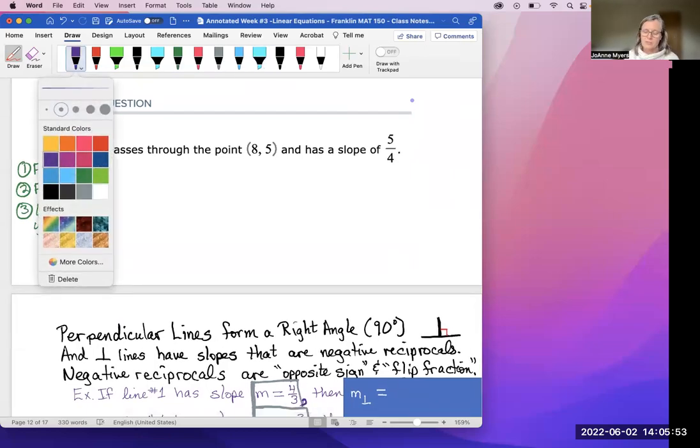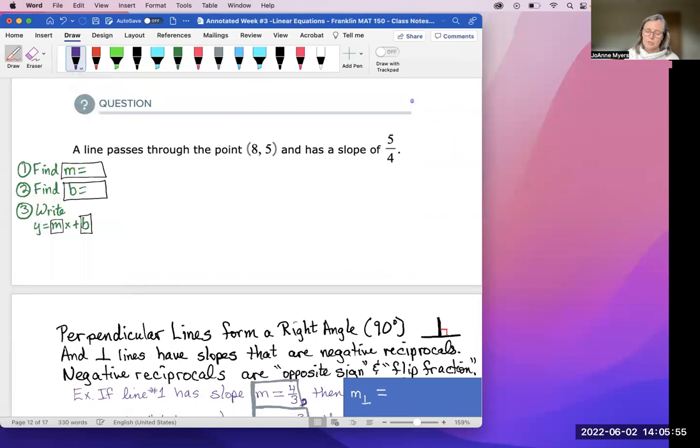8, 5 has a slope of 5/4. If you want to do a picture, that's great. Here we go. Over 8, up 5 would be my point (8, 5). Up 5 over 4, down 5 over 4 would be about there. So I'm looking for the equation of the line that would be that one. I don't have to sketch it. You don't have to sketch it. I need to find my m. Well, it tells me my slope is 5/4.